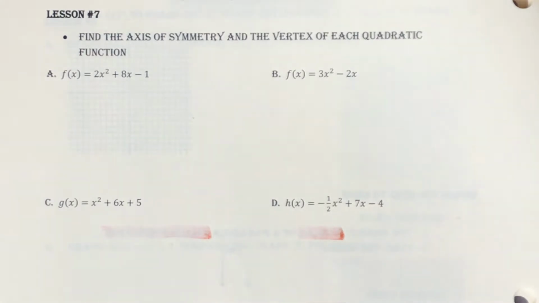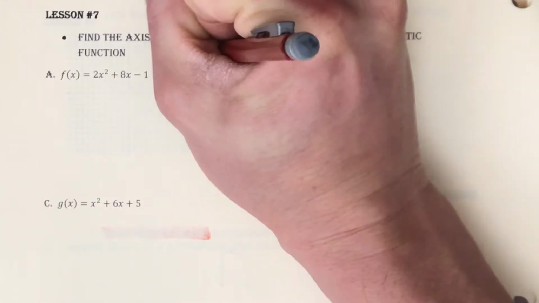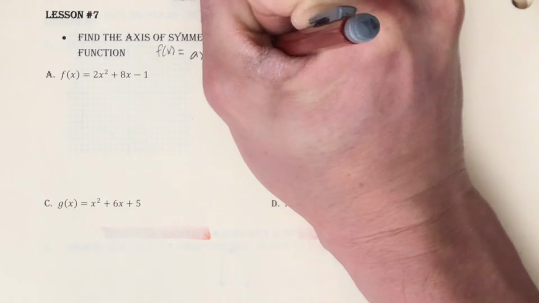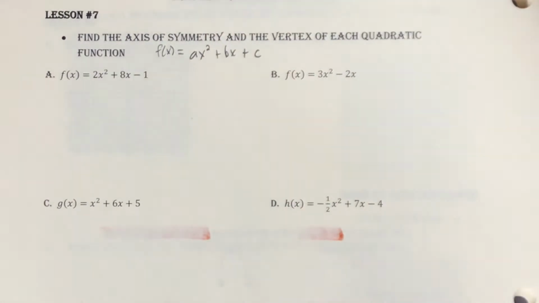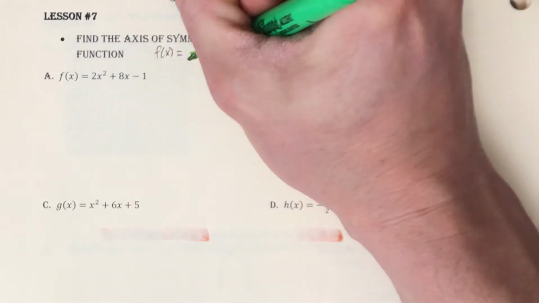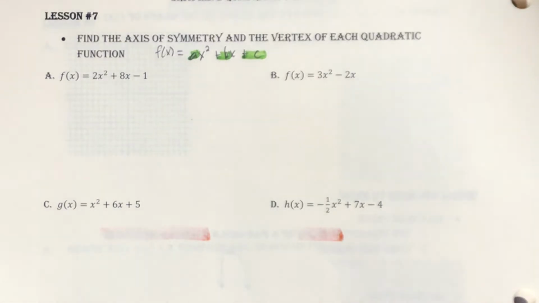Because remember, when we're talking about these, we're talking about functions that are in this form: f of x equals ax squared plus bx plus c. So we want to identify those three things, the A, the B, and the C, including the signs that are in front of them. So let's take a look at example A and let's identify those things.